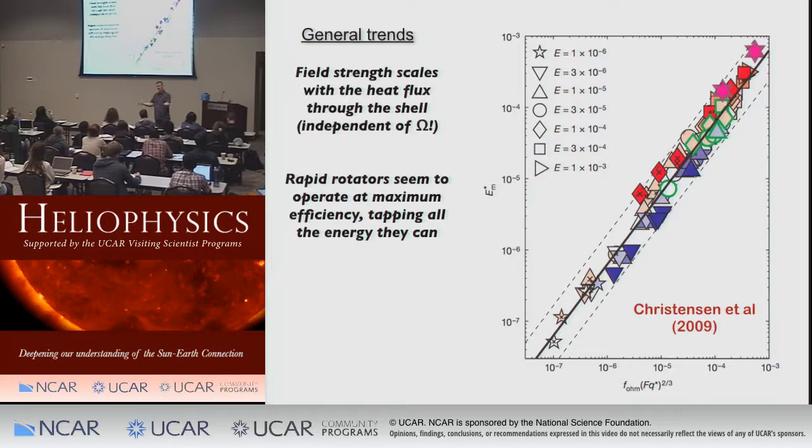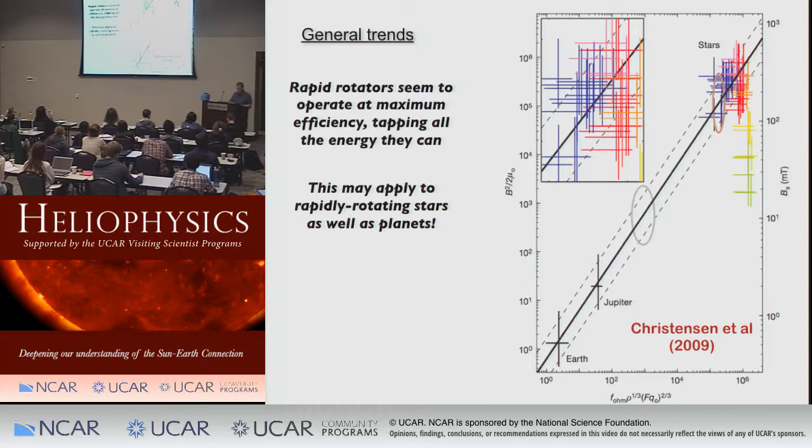And so this seems to be, it's a big stretch between the Earth, Jupiter, and rapidly rotating stars, but the claim is that this also applies to rapidly rotating stars.